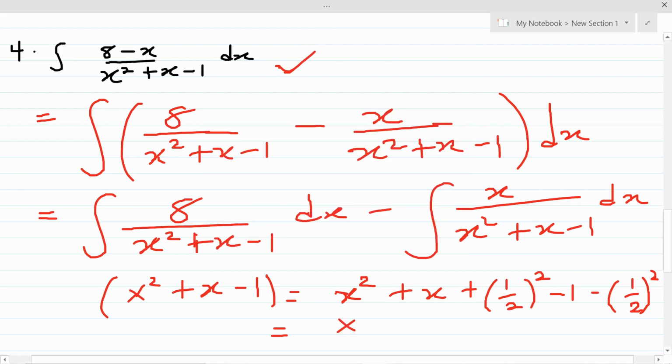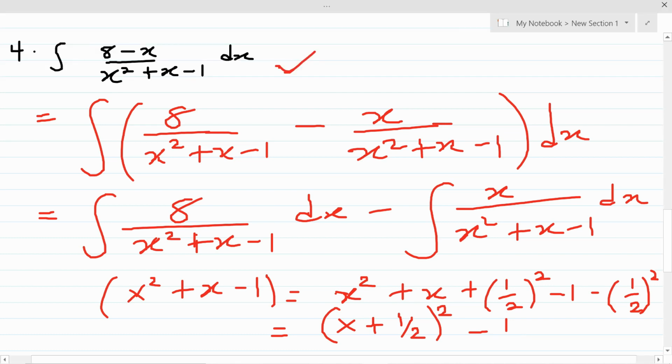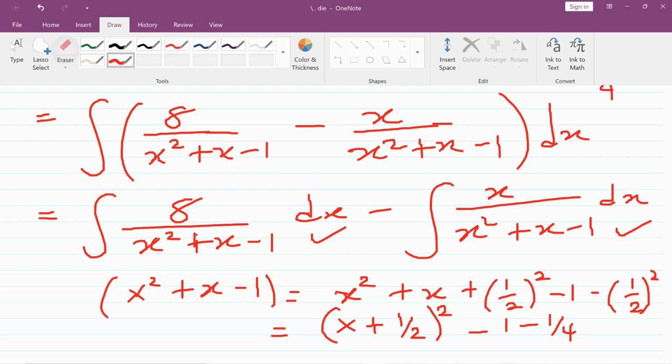Factorization will give us something like x plus 1 over 2, squared, then minus 1 minus 1 over 4. So x squared plus x minus 1 is actually equal to x plus half, squared, minus 5 over 4. So this is what we've gotten for the denominator. It means the denominator is the same for this side and this side, so it will work for both. Now let's clean them and wrap up fast and solve it.